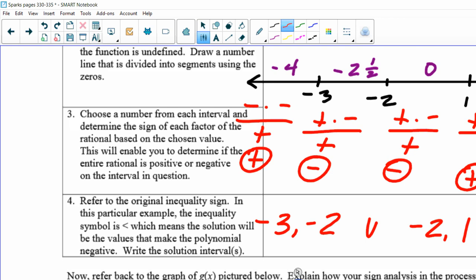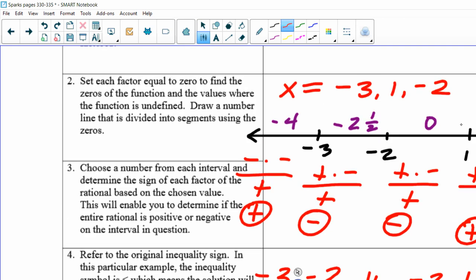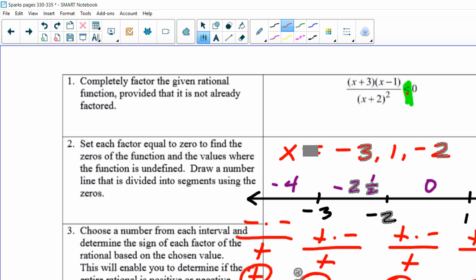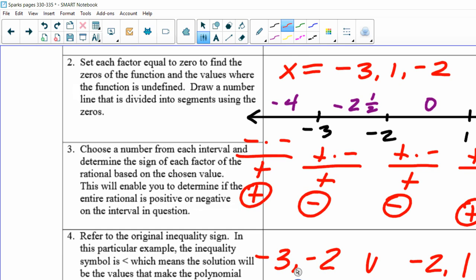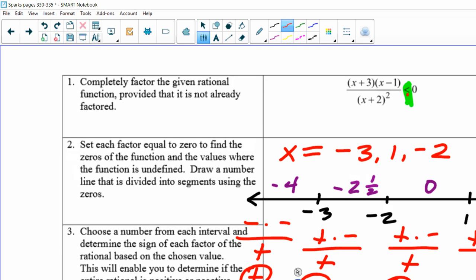Now let's talk about parentheses or brackets. All we were looking for was less than 0. Does -3 make this less than 0? What does -3 do to this if I plug in -3? What if x is negative 3? Right there. Zero. That's 0.